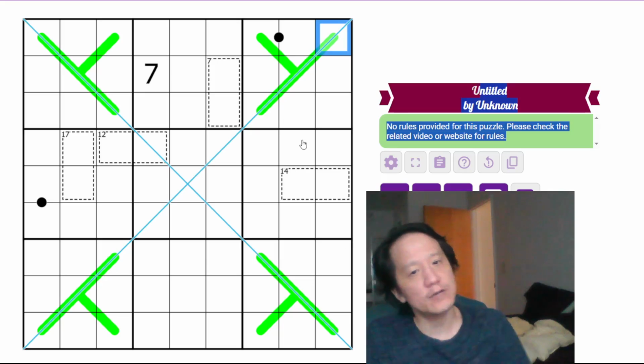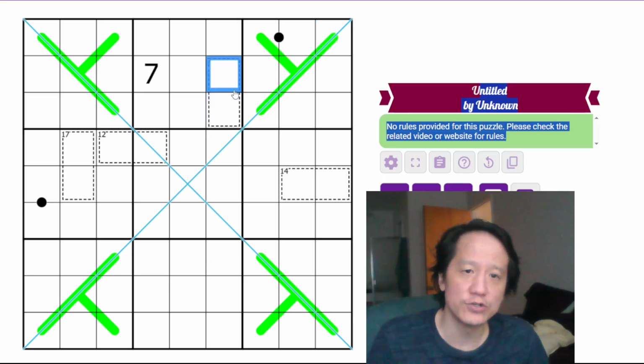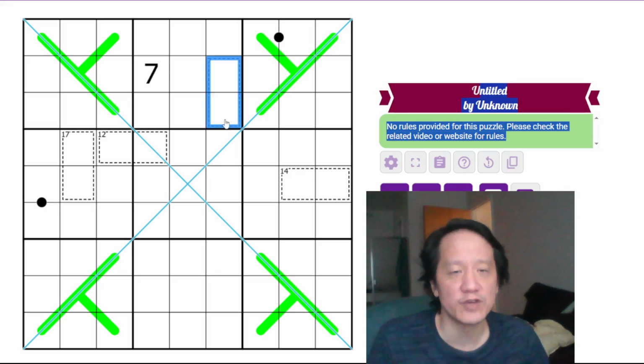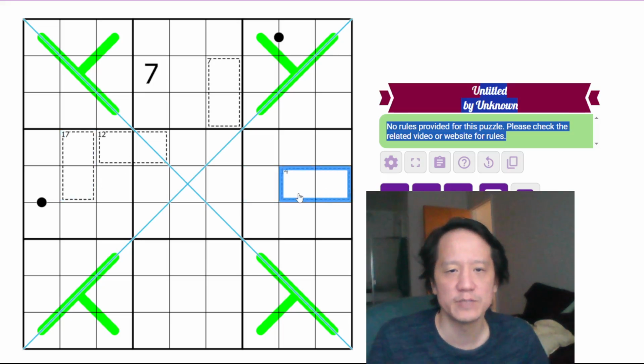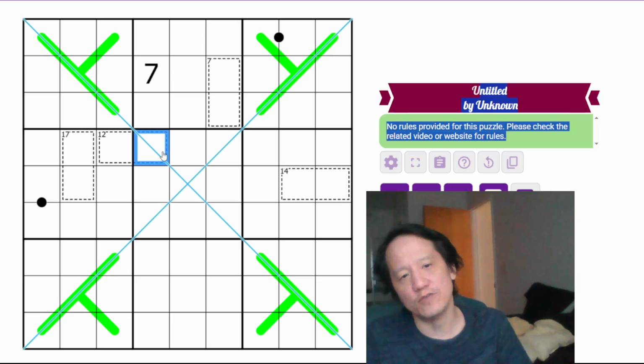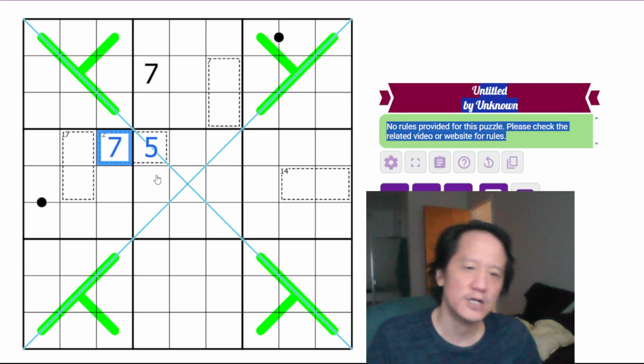And finally, we have killer cage Sudoku, where the digits in the cells of the cage must sum up to the number in the upper left corner. So these two digits must sum up to 7, these two must sum up to 12, these two must sum up to 17, these two must sum up to 14. So, for example, if this were, say, a 5, this would have to be a 7 here, because these two digits must add up to 12.